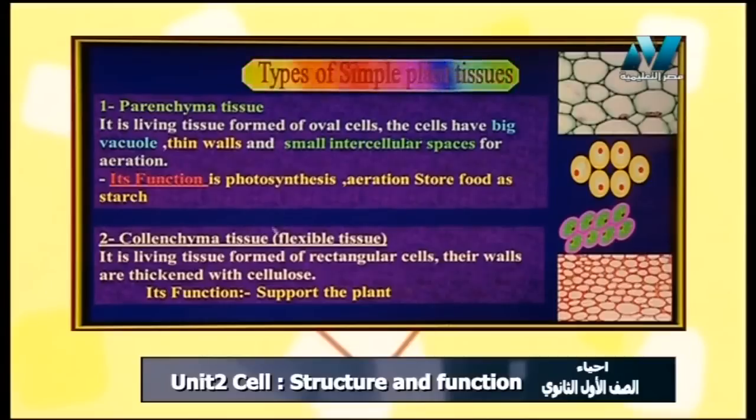The parenchyma tissue is a living tissue or living cells. The cells are oval in shape. The cells have big vacuoles, thin wall, and small intercellular spaces for aeration.